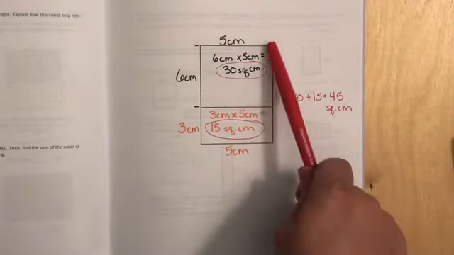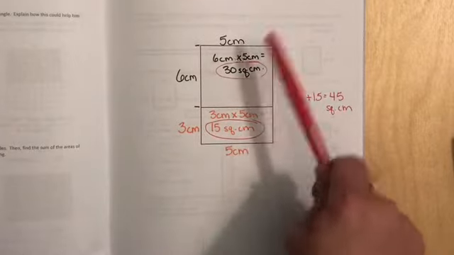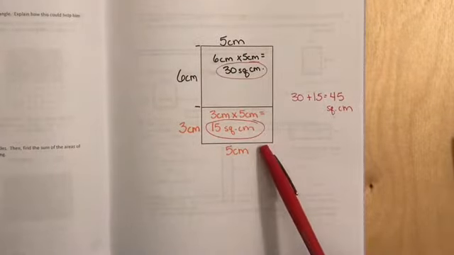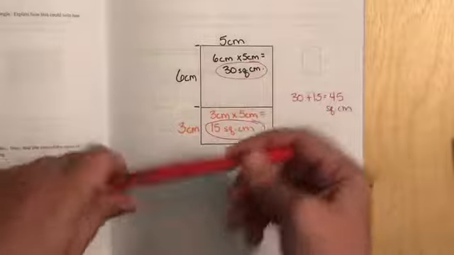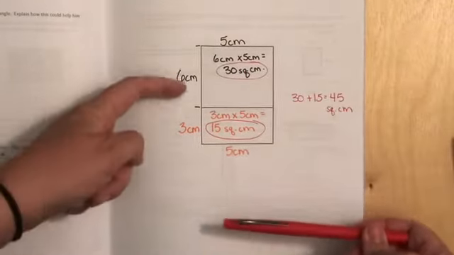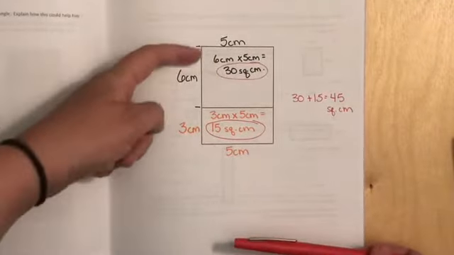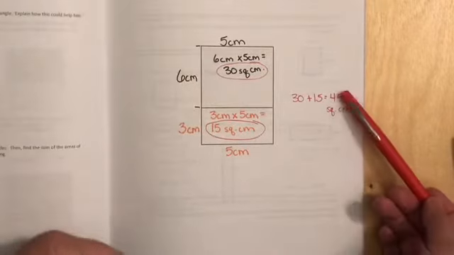Now, if we had found the area of this on its own without dividing it up into two pieces, we would have had on this side from here to here 6 plus 3, which is 9. So we would have had 9 times 5, which equals 45.